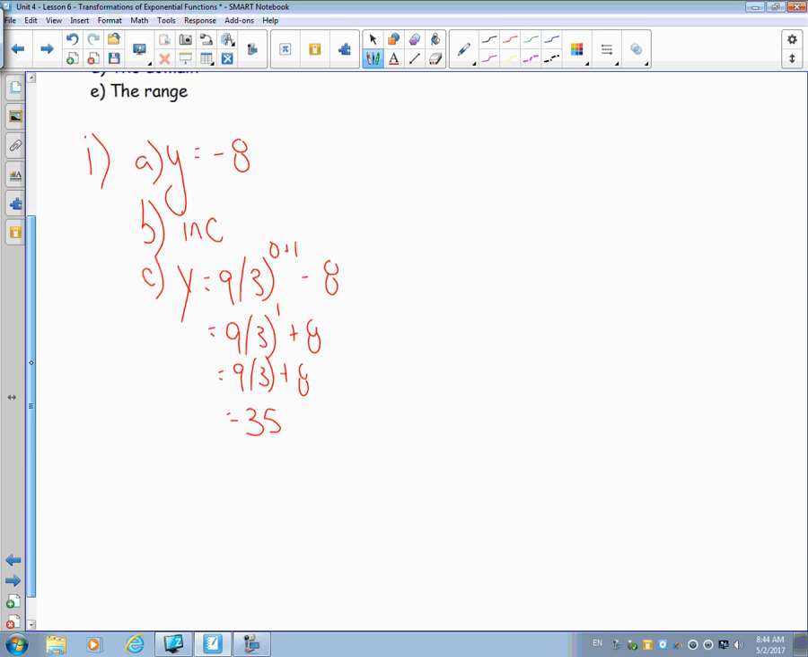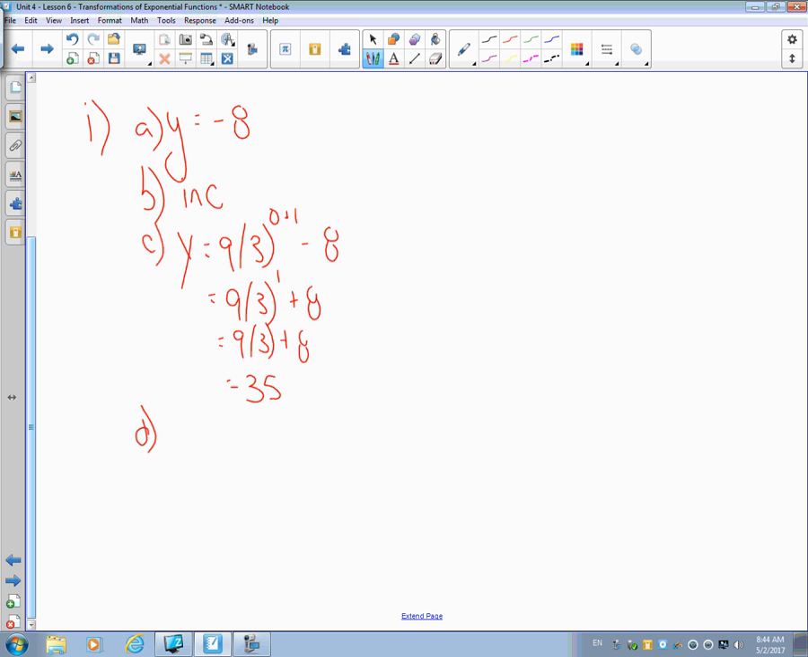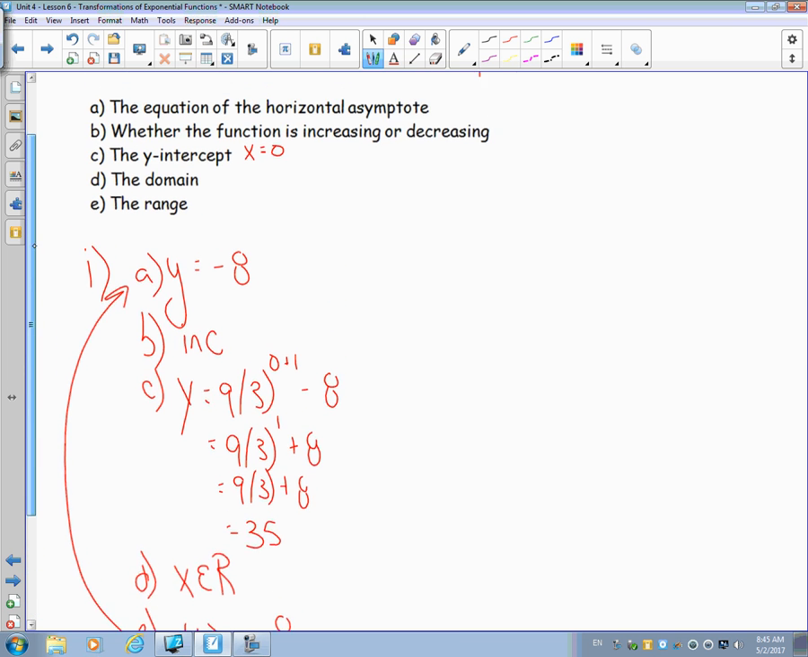The domain. The domain is kind of like a trick question for exponential functions because they go left and right forever and ever and ever. So our domain is all real numbers. And our range, also kind of a trick question. It depends on your asymptote. You approach but never cross it. So y has to be greater than, not equal, don't put a line underneath it, just greater than -8. Based on your asymptote, of course.